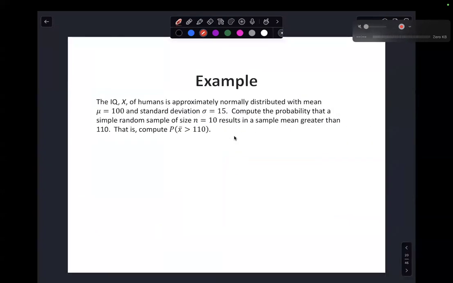All right. I want you to try this one. The IQ of humans is approximately normally distributed, mean of 100 and standard deviation of 15. Compute the probability that a simple random sample of size n equals 10, so size 10, results in a sample mean greater than 110. So we're looking for the probability that we would get a sample with a mean of greater than 110. So go ahead and try that.